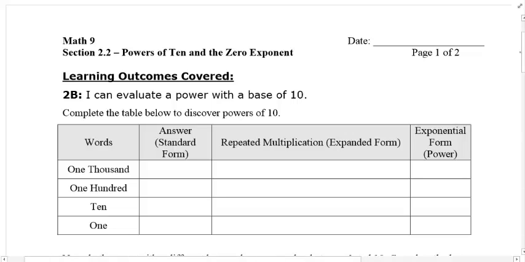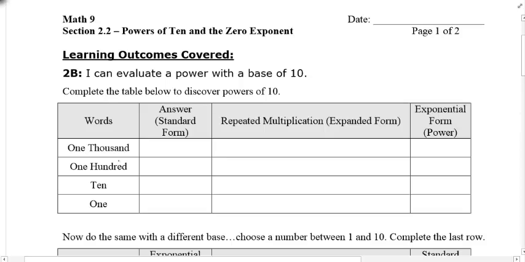So let's complete the table below. We've got words, we've got the standard form, which is really just a number. So how do I write 1000 as a number? Oh yeah, 1000. And if I asked you to do repeated multiplication, what number multiplied by itself a whole bunch of times gives you 1000? And if you wrote down, oh I know, 10 times 10 times 10, you are correct. This is repeated multiplication, or the expanded form. And finally, let's write this as a power. That's 10 to the exponent of 3.